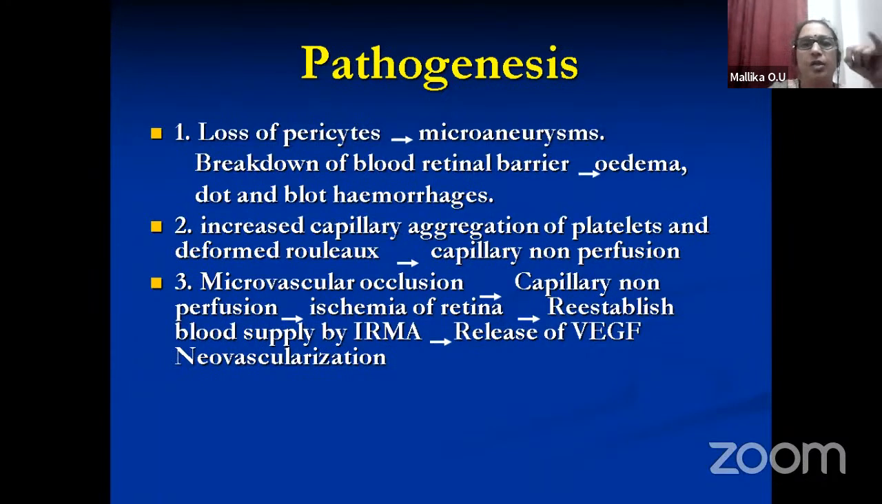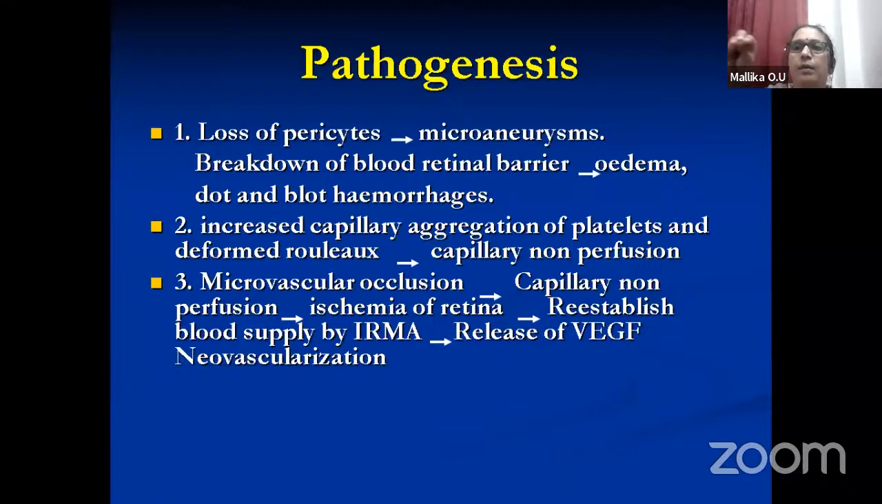The second change is that in diabetes, there is an increased capillary aggregation of platelets and defective rouleau formation. You have studied the rouleau formation and the platelet aggregation. That is the Virchow's triad. You have learned about the Virchow's triad in pathology. So there is a defect in this, and that can lead on to non-perfusion of the capillaries. So whenever there is a microvascular occlusion, there is a non-perfusion.